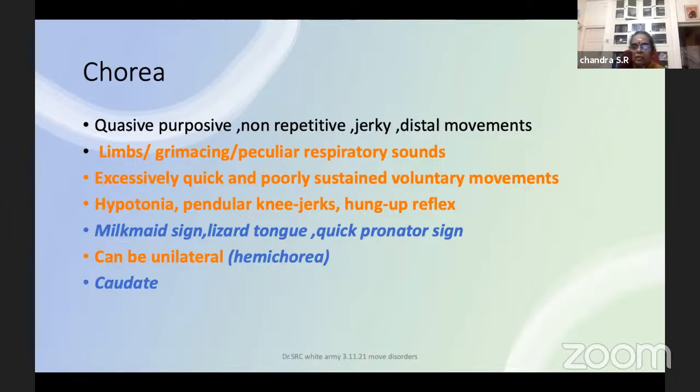Quick pronator sign. You have a slow pronator sign: you tell the patient to stretch the hand out, and it slowly pronates. That is a subtle pyramidal deficit. Whereas in chorea, when a chorea movement comes, it comes quickly. So slow pronator sign is a subtle pyramidal weakness, whereas quick pronator sign is chorea. If it is unilateral, you call it hemichorea, and the pathology is in the caudate nucleus.